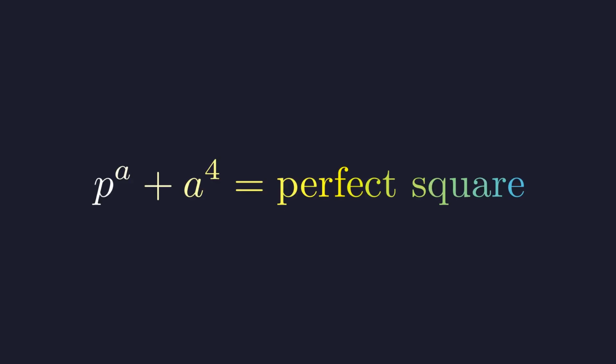This problem from an Olympiad math competition asks us to find all pairs of positive integers, a and p, where p is prime, such that p to the power of a plus a to the power of 4 is a perfect square.